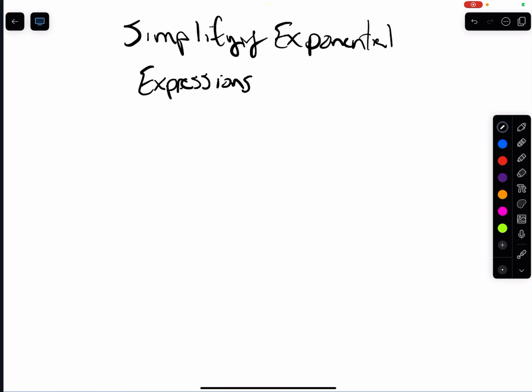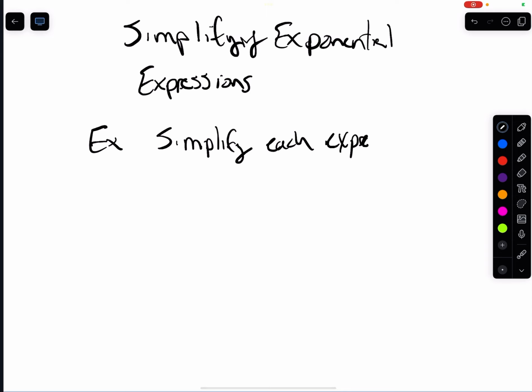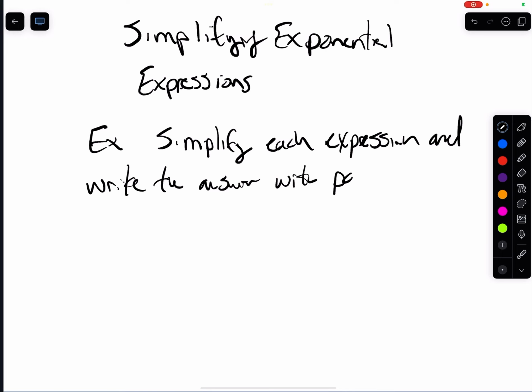Let's try an example. Simplify each expression and write the answer with positive exponents only.